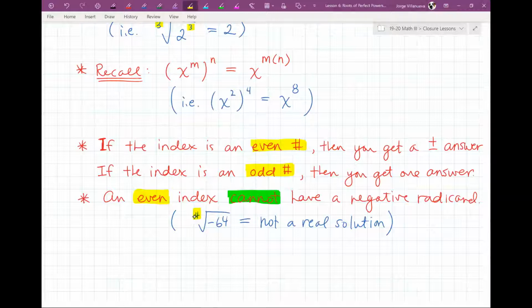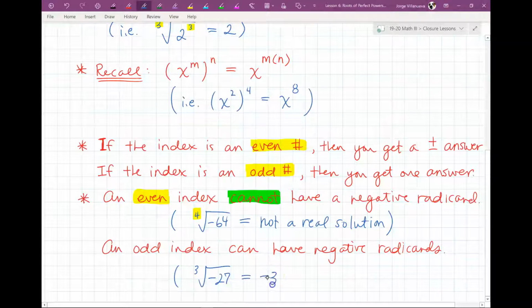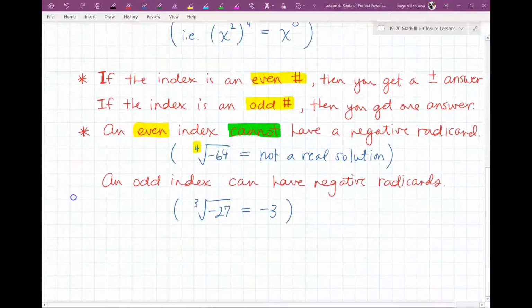Now, if it's an odd index, you can have negative radicands. So an odd index can have negative radicands. Something like this: the cubed root of negative 27 is negative 3, because negative 3 times negative 3 times negative 3 is negative 27. So that can happen.